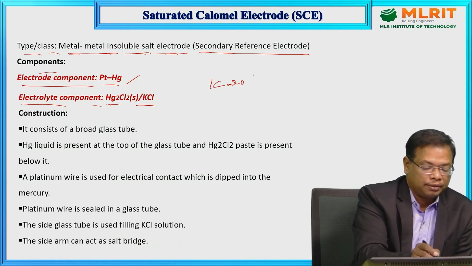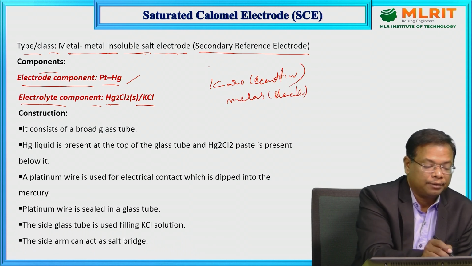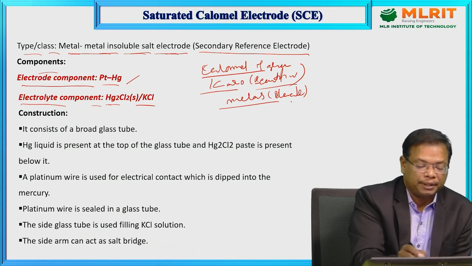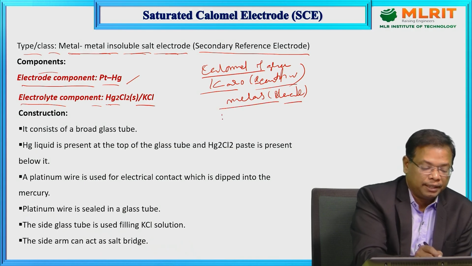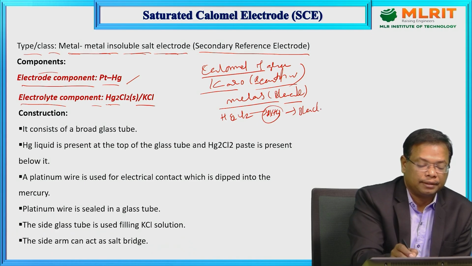Calomel is a Greek word: kalos means beautiful and melas means black, because Hg2Cl2 reacts with ammonia and becomes black.